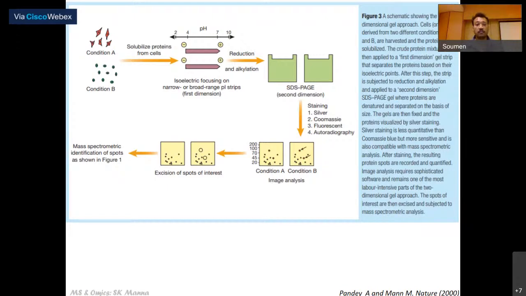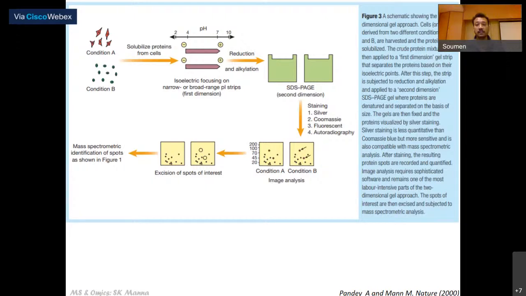And once you have done that, you can reduce your protein. Typically, first you do the isoelectric focusing, and then you reduce and alkylate. Reduction will make sure that all the thiol linkages are broken down, and alkylation makes sure they will not form again. So you will only get monomers, and you are not going to get a lot of dimers, etc.